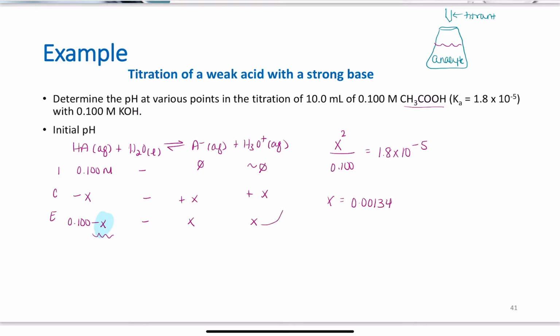But remember, X also equals my hydronium concentration. Now that I've got my hydronium concentration, I can take the negative log of that value, and I find my pH to be 2.87. So initially, my pH is 2.87. It's acidic, which I expect. It's not really acidic. I mean, 2.87 is more acidic than it is neutral, but it's still a higher pH, which I expect for a weak acid.